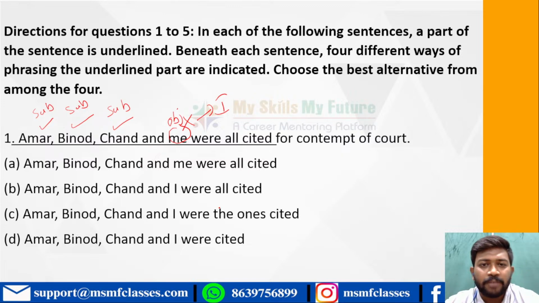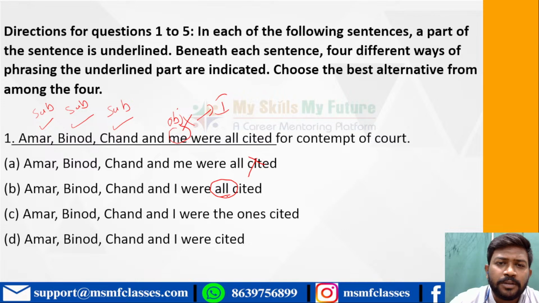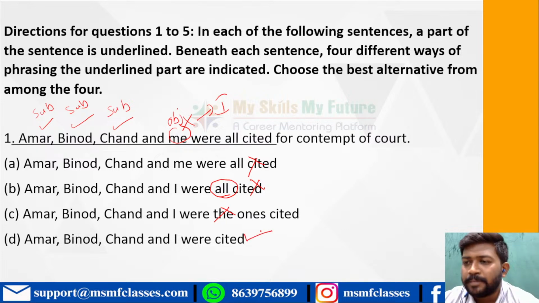Here we have one more consideration. 'I' is given in each and every option, A, B, C and D. Later we have 'were all cited', 'were the ones cited', 'I were cited'. Again, 'all' is superfluous here. If you observe, who is 'all' here? Already they have mentioned who are cited. So you can eliminate option B. And 'the ones' need not emphasize anything here; already the four people are here. So you can eliminate this also. You have only one option left, that is option D.